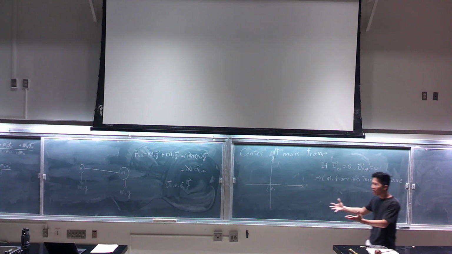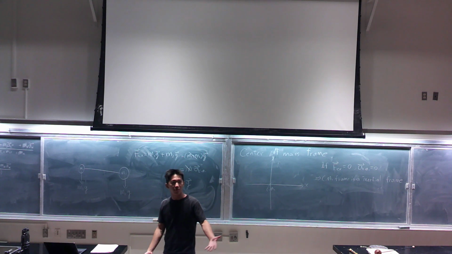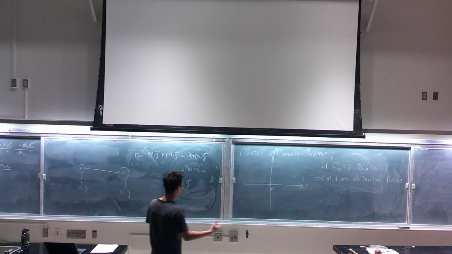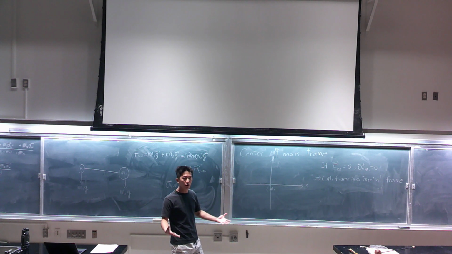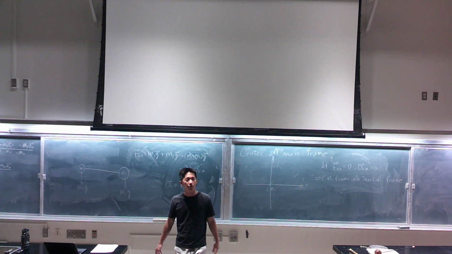So when you are analyzing a problem, you don't know which frame to choose, and you are not sure if you choose a frame that is an inertial frame or not. Usually, you can look at if there's any external force on your system. If there's none, then the center of mass frame will be a perfectly good inertial reference frame to work on your system.